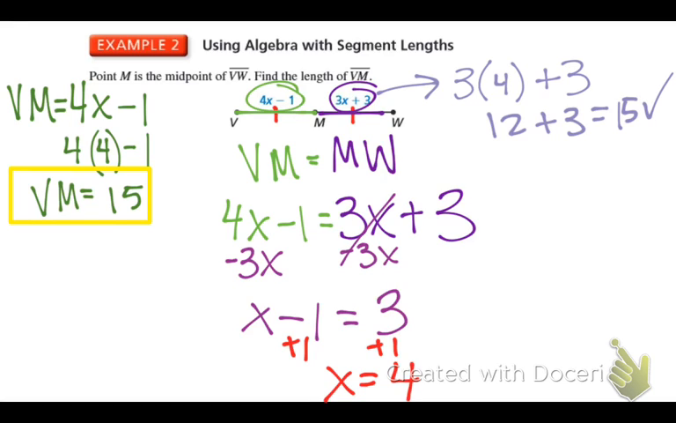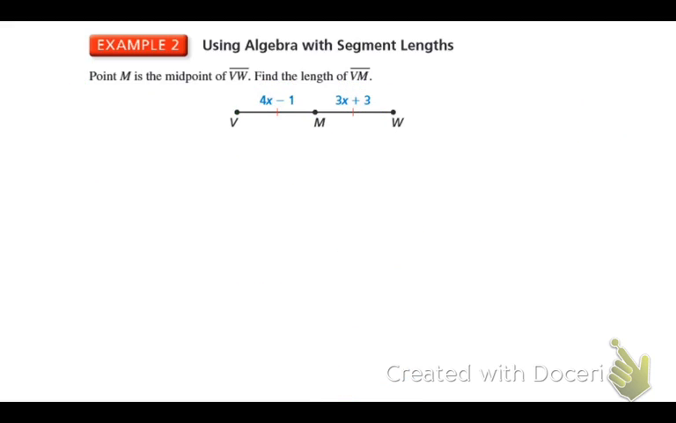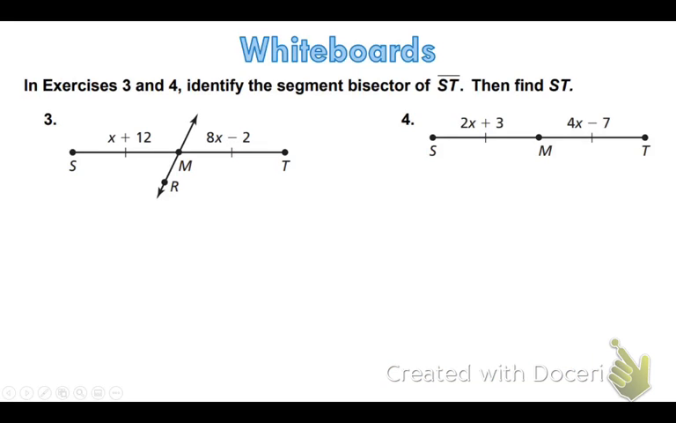Okay? Questions on this one? If I asked for the length of VW, what would you tell me? 30. It'd be 30. Yeah, VW. So there is a reason I tell you this. You're going to go back to your whiteboards. You're going to identify the segment bisector again, and then find ST. What do you notice about ST in both of these problems?